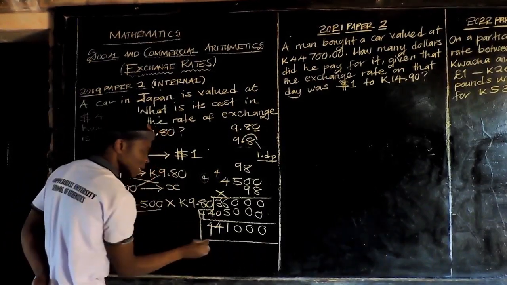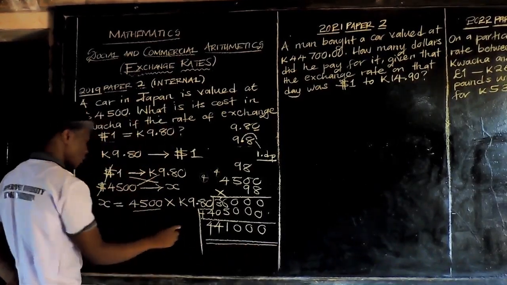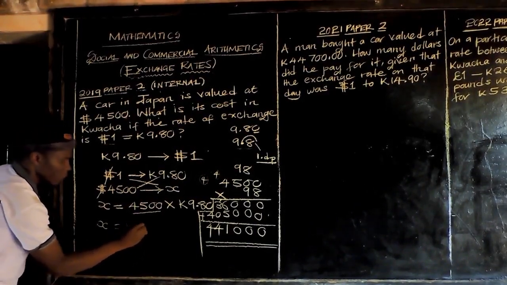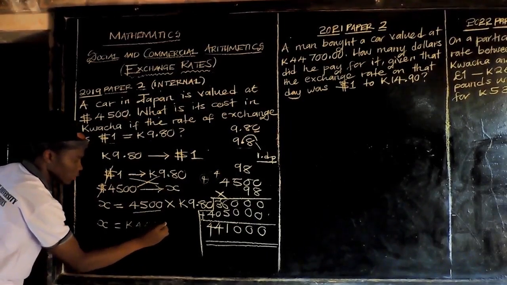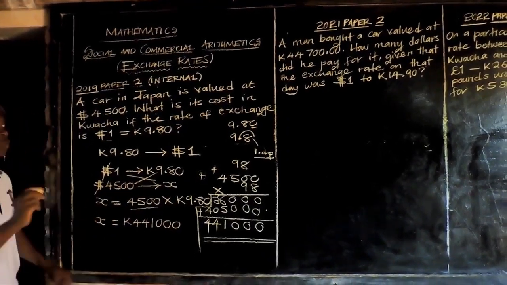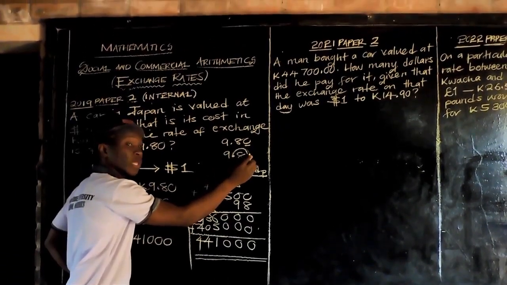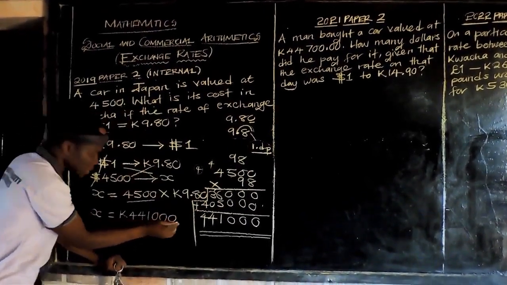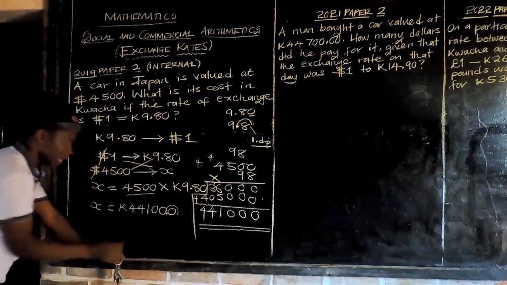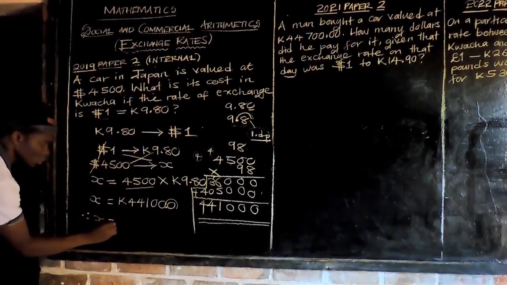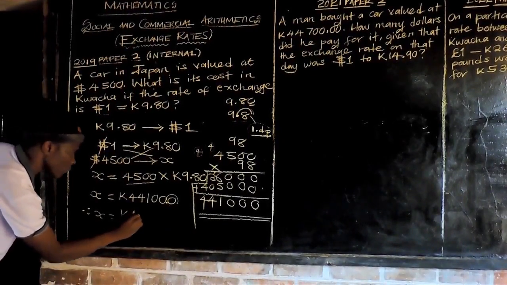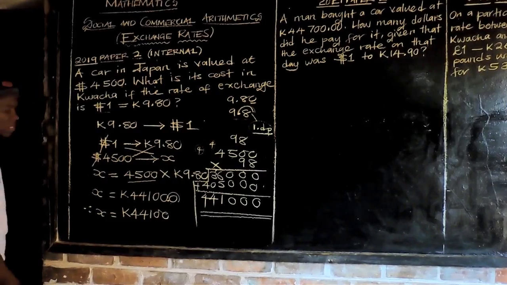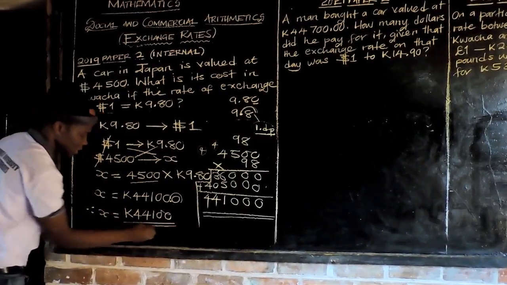So this is our amount in quarter. So we are saying x is equal to 4, 4, 1, 0, 0, 0. Now remember, we actually ignored how many decimal places? 1. Since we ignored one decimal place, in our final answer we take it back and say our decimal point is going to be here. So therefore, x is equal to 4, 4, 1, 0, 0, which is 44,100. This is our answer.